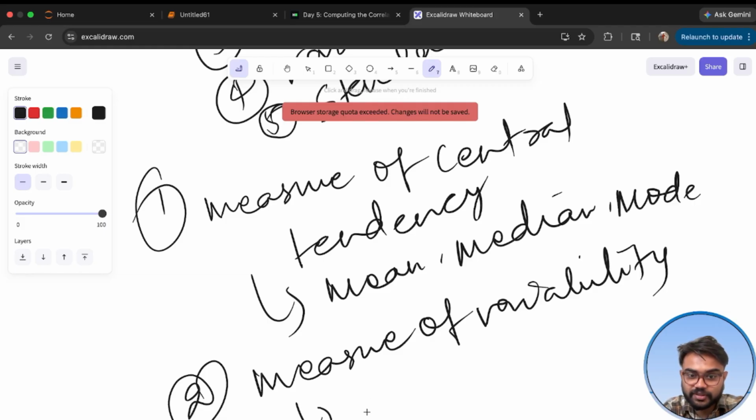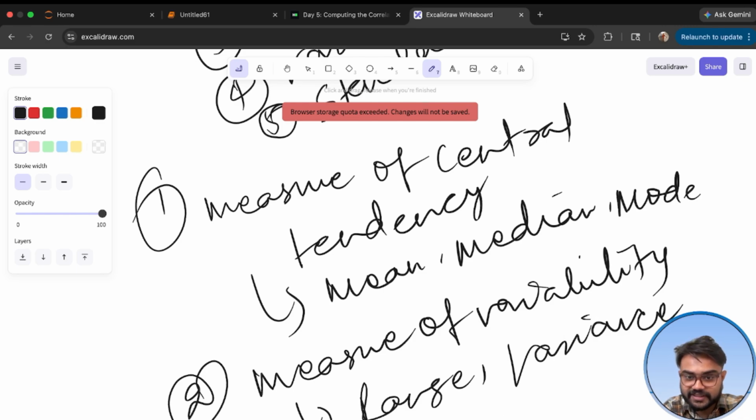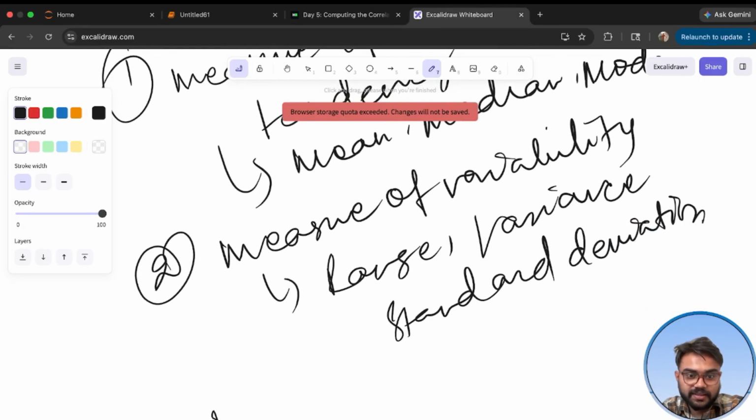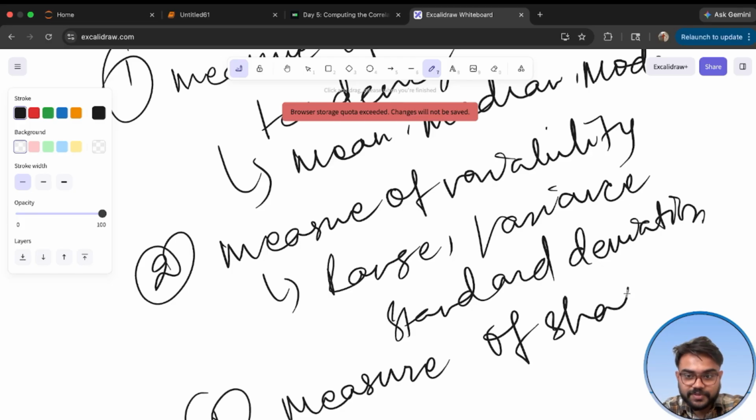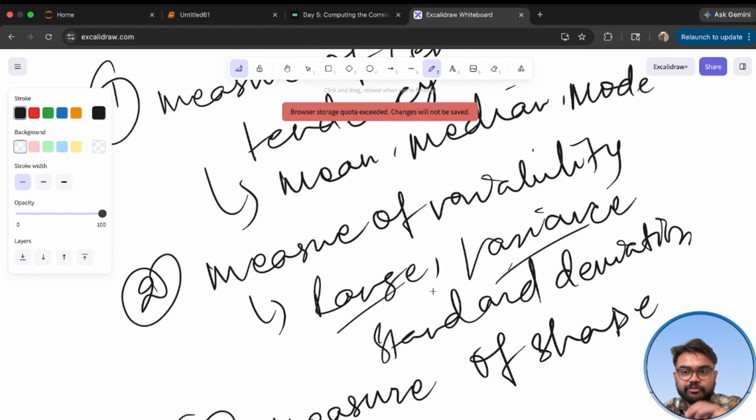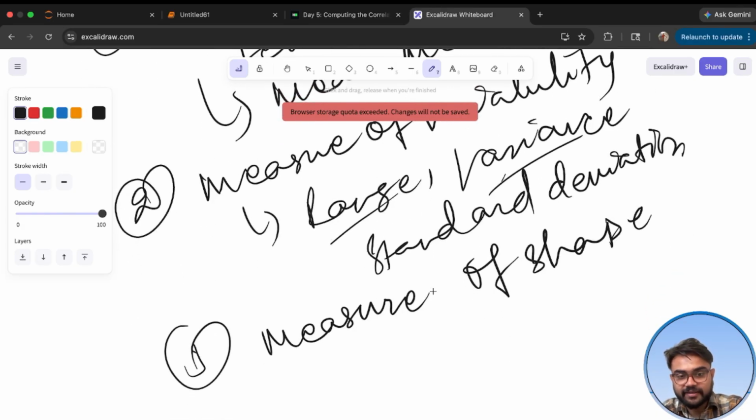Here we are going to talk about the range, variance, and after that standard deviation. Third one would be the measure of shape. So don't worry at all. I'm going to explain what is range, what is variance, what is standard deviation, what is the mean, what is median, what is mode in an explained way.